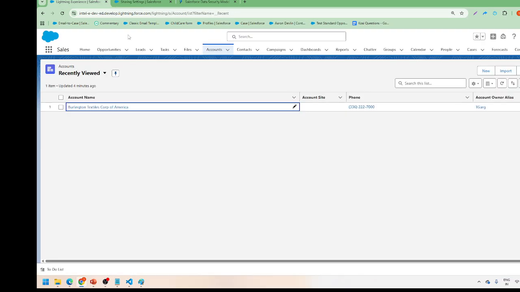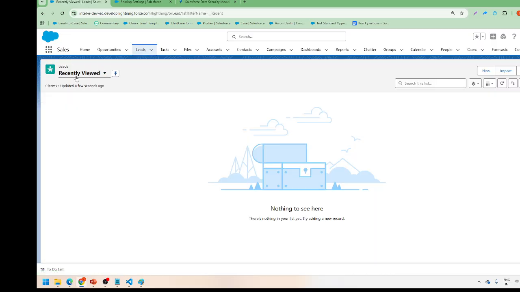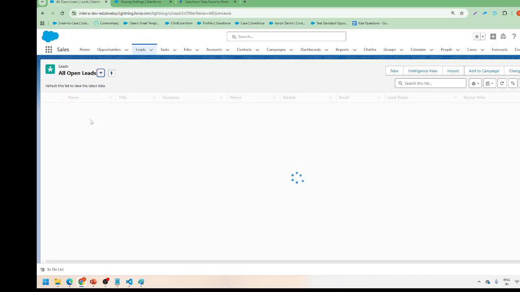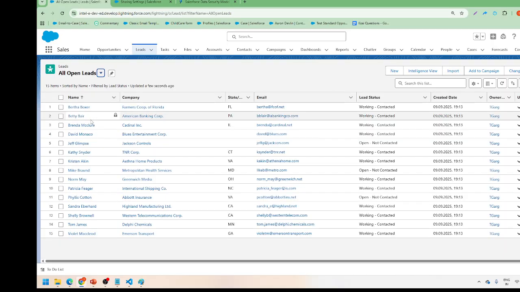Means if the lead object has 1000 records, but Tushar only has access to 10 records, then when I log in to Salesforce, I can only see 10 records in the lead. I cannot see all the records in the lead. Hope this is clear.